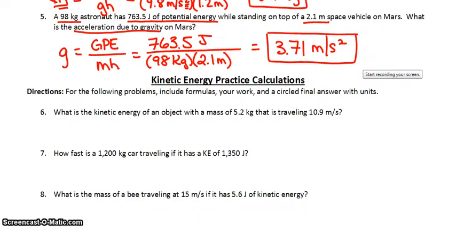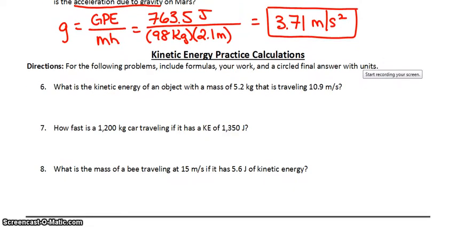Let's look at some kinetic energy practice problems. We still want to show our formulas, our work, and a final answer with units. Number 6: what is the kinetic energy of an object with a mass of 5.2 kilograms that is traveling at 10.9 meters per second? What are we finding? What is the kinetic energy, KE?